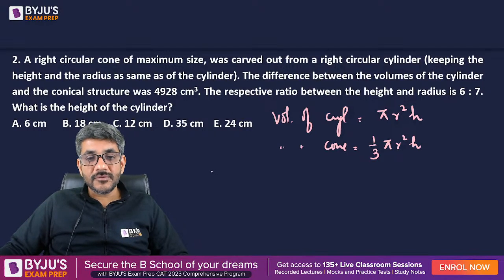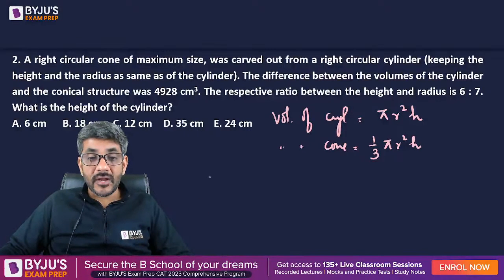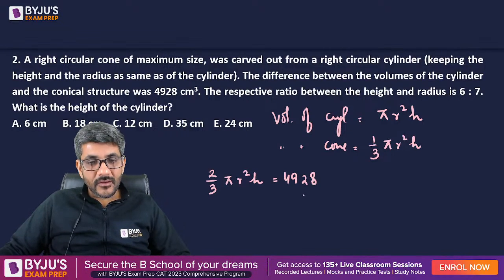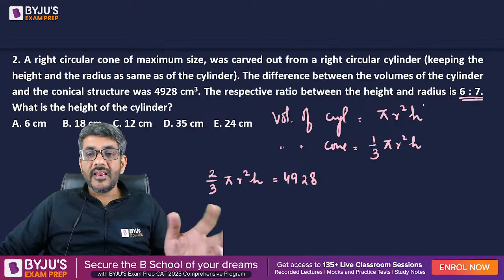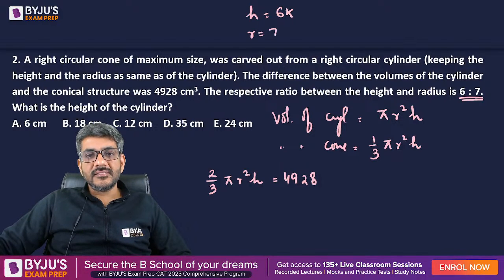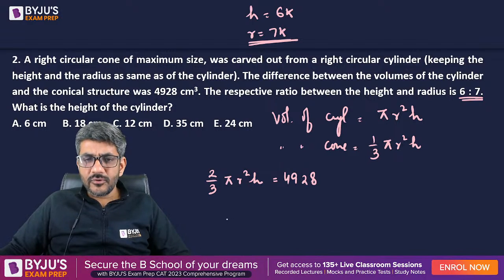Question says the difference between these two is 4928. So what is the difference between these two? When you subtract 1 by 3 pi r square h from pi r square h, you get 2 by 3 pi r square h. And 2 by 3 pi r square h is given to you as 4928. He says respective ratio between height and radius is 6 is to 7. If height and radius, their ratio is 6 is to 7, that means if height is equal to 6k, then radius is equal to 7k. We have to find out the height. We can put them there.